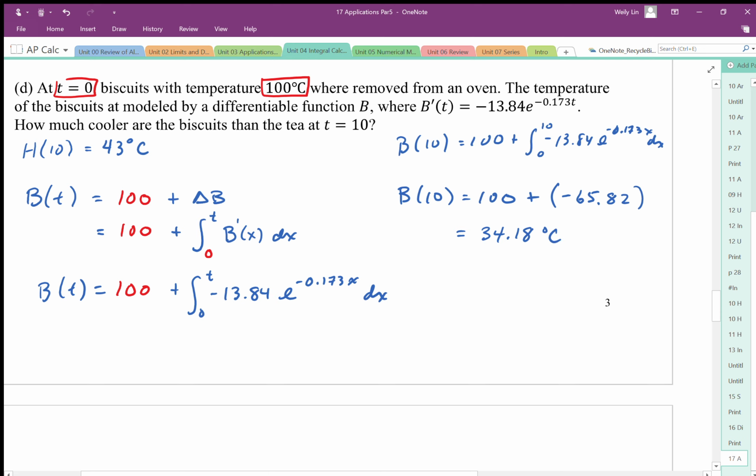So how much cooler are the biscuits than the tea? Well, the difference in the temperature is going to be 43 degrees minus 34.18. Okay, so 43 minus 34.18 gives us they are cooler by 8.82 degrees Celsius. Okay, so this is my temperature differential.